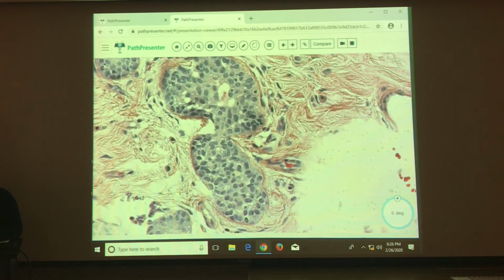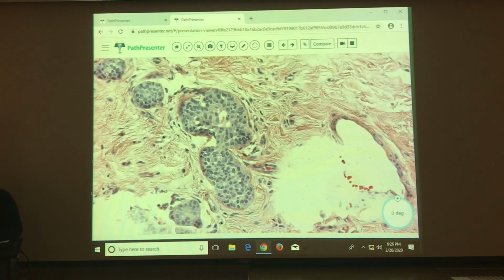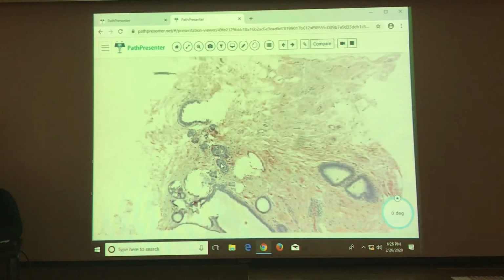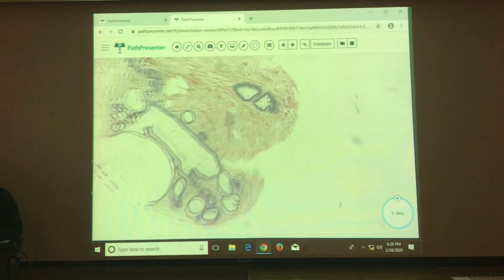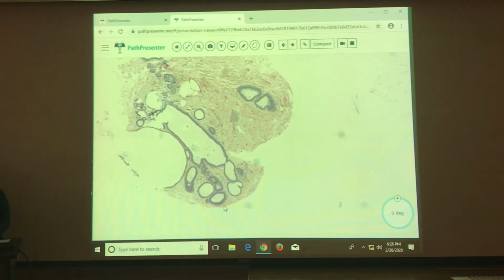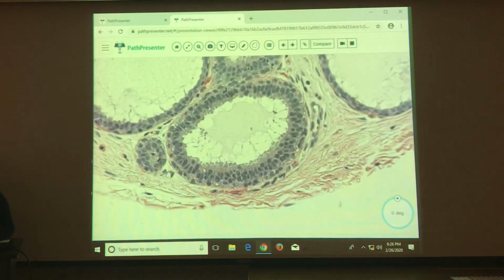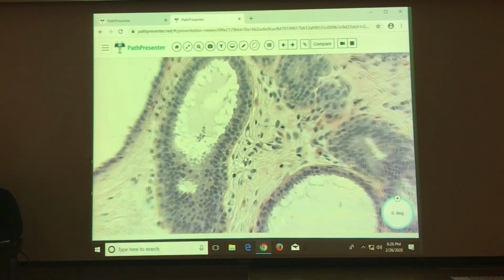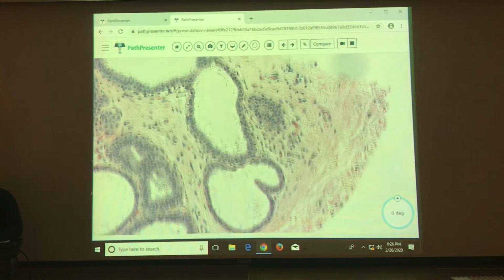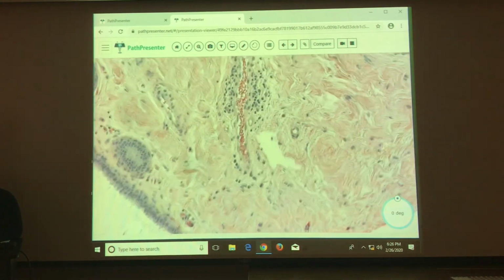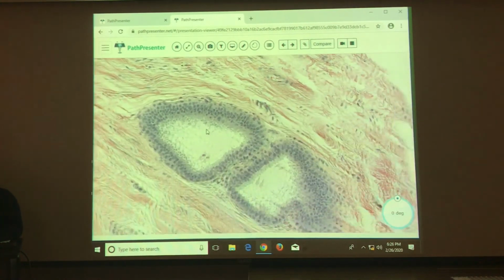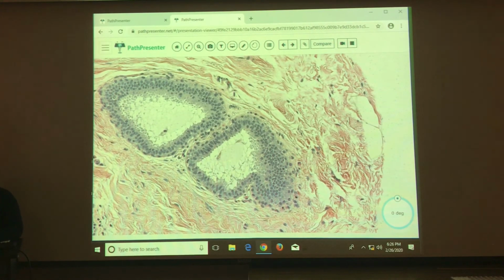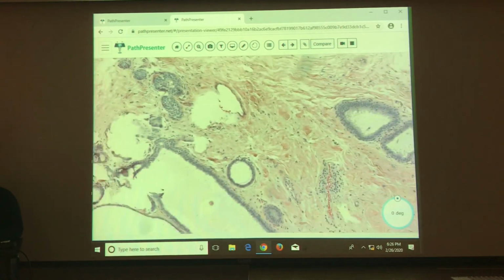What about those? I mean, assuming they're not tangentially cut. Let's give them the benefit of the doubt and say it's not tangential. I don't actually know, but yeah, there's some microcysts, there's some columnar cell change. You could argue that there's a bit of columnar cell hyperplasia. Yeah, that's what I want to say about this.